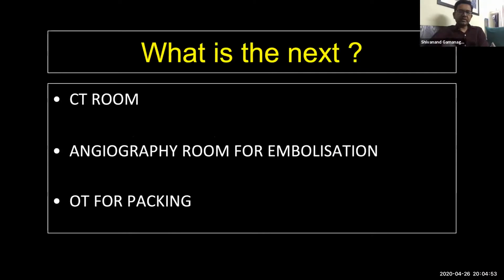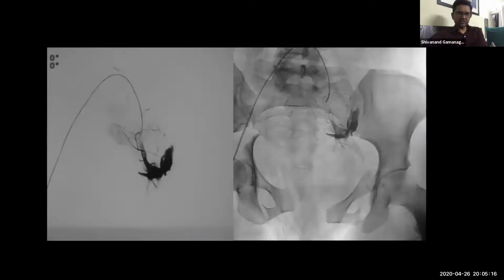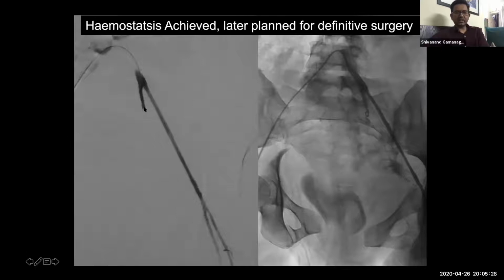In this setup, we have 3 options: whether the patient should go to the CT room to look for the source of bleed and other associated injury, or the patient should go to the OT for packing. But in this case, since we have 24/7 availability of an IR person, and I was doing a case for another patient, this patient was immediately taken for angioembolization. What we found was the left internal iliac artery was completely disrupted with active extravasation of contrast. We put a coil in the internal iliac artery at the site of bleed, and hemostasis was achieved immediately. And her BP shot up.